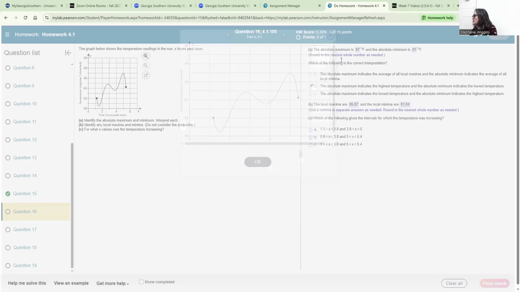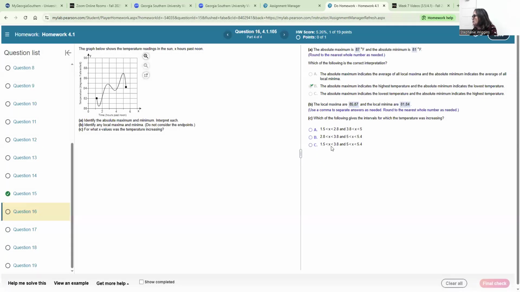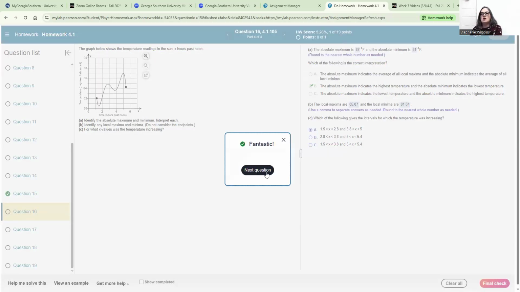So let's see where we can see that, 1.5 to 2.8 and then 3.8 to 5. Isn't that what I said? I hope so. Let me check it. It's wrong. Okay. So there's some help with the homework.